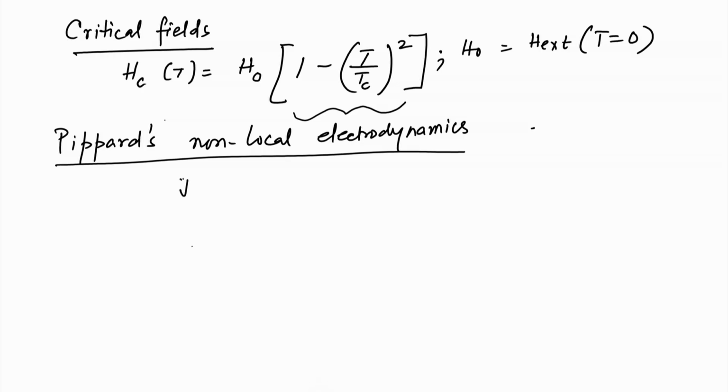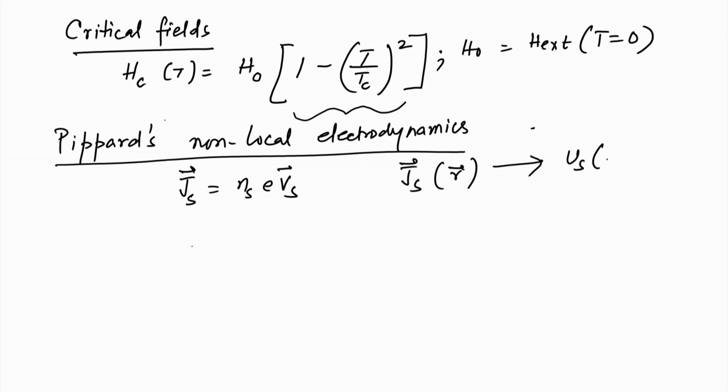If you look at this equation, Js equal to Ns EVs, this is what we have written. This looks like Js at R is related to Vs at R. So, it is a local equation. Js at R is simply determined by the Vs of R at that point R.